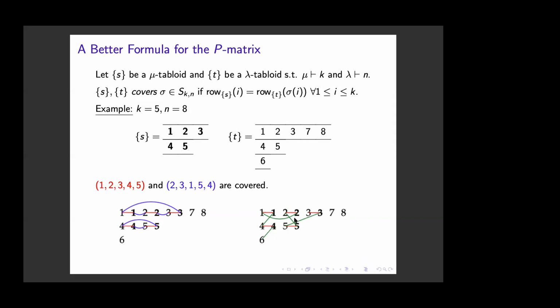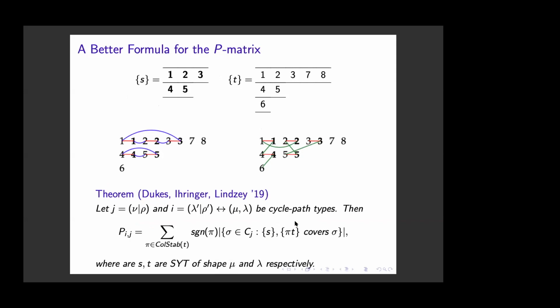Whereas this green injection over here is not covered by S and T. And it turns out, even if you start permuting entries in the columns of T, you still can't find a way to cover this green matching. And so we'll see why that's important in the next slide. But that's the definition of what it means for two tabloids to cover an injection.